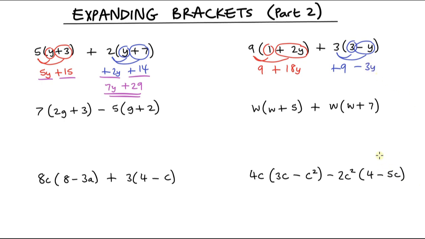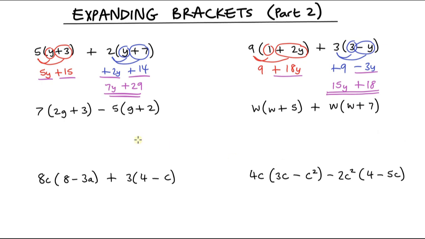So let's collect like terms. Let's deal with the y's first. So we've got positive 18y minus 3y. Well, that will be 15y. And then we've got 9 plus 9 is 18. So our answer is 15y plus 18.